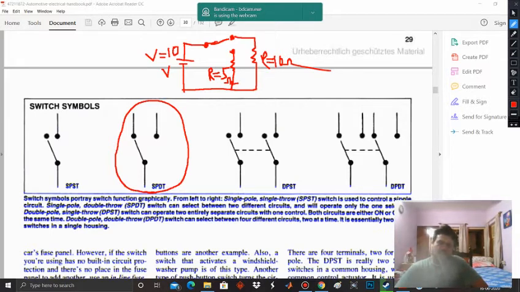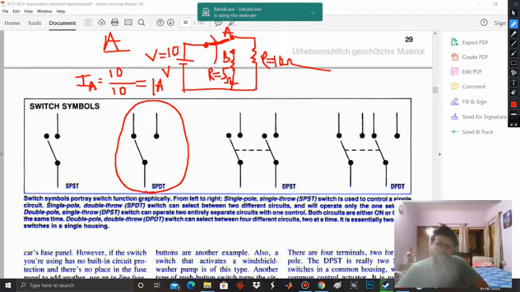Suppose at this particular instant the switch is connected at position A. This is position B. So when it is at position A, what will be the value of current? I at position A will be, this will be a series circuit, so it will be 10 volt divided by R, which is equal to 10 ohm. That means it should be 1 ampere.